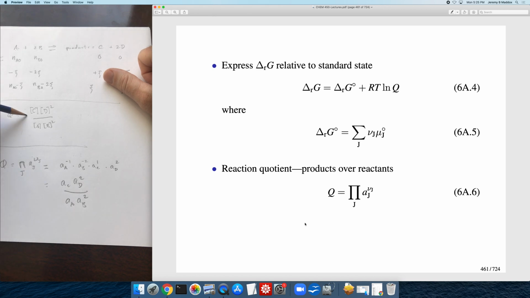Here I've used different units. I've used molarity as the unit of concentration. Here we're using activities. So this would be the thermodynamic reaction quotient.